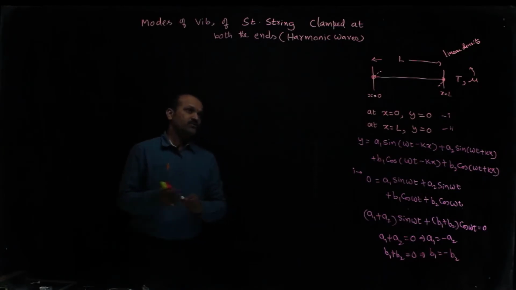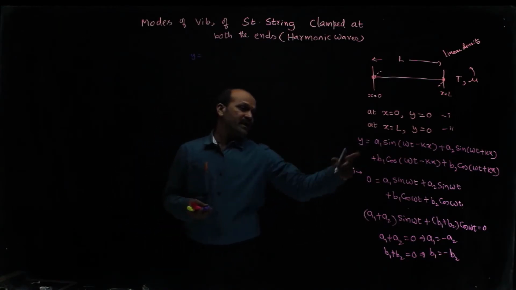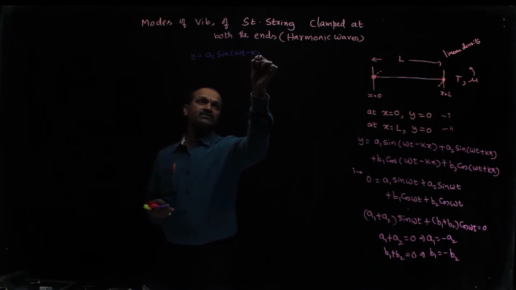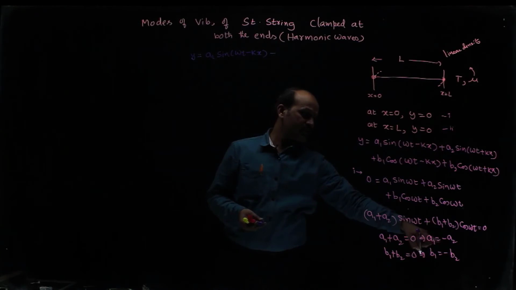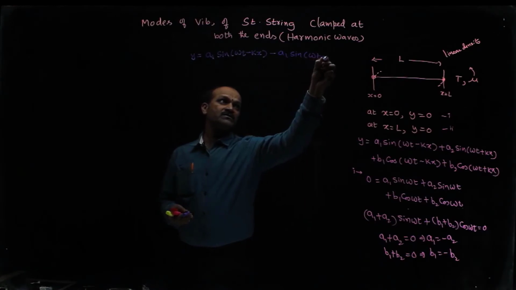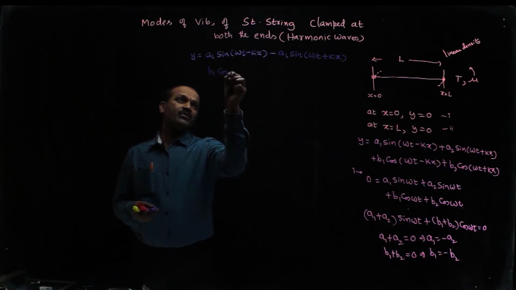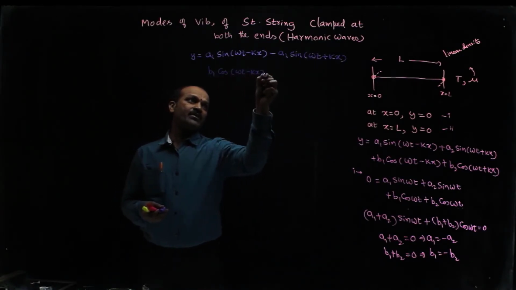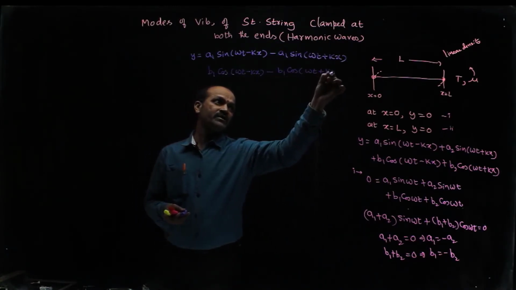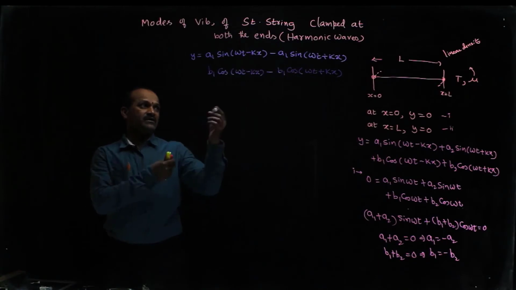Let us substitute these values in this equation. So when you substitute the values over there, we get y is equal to a1 sin(omega t minus kx) minus a1 sin(omega t plus kx), and similarly b1 cos(omega t minus kx) minus b1 cos(omega t plus kx). We are substituting the a2 and b2 values in this equation. We got this. Let us expand this one.